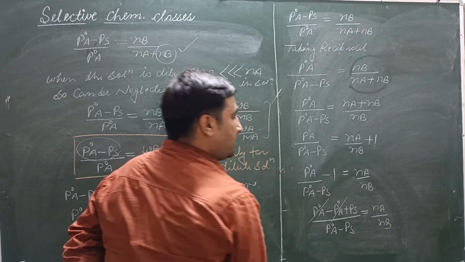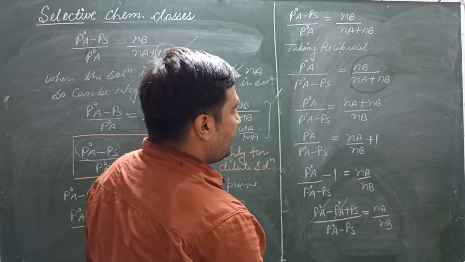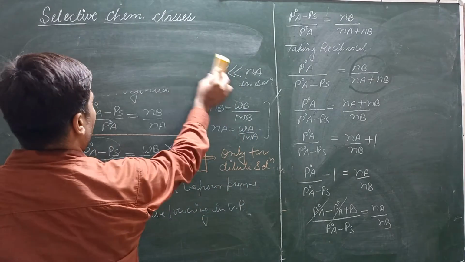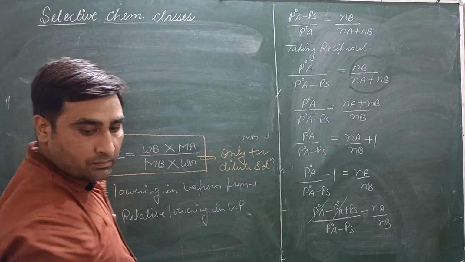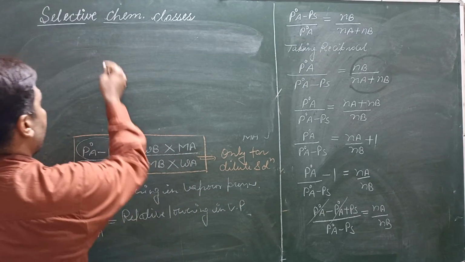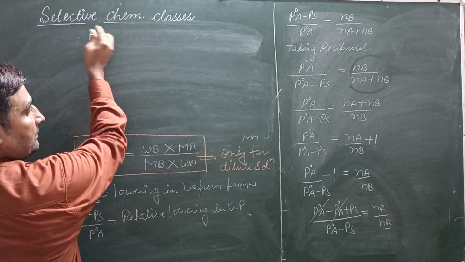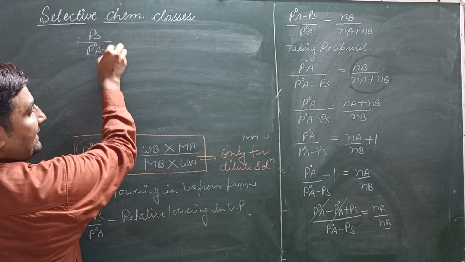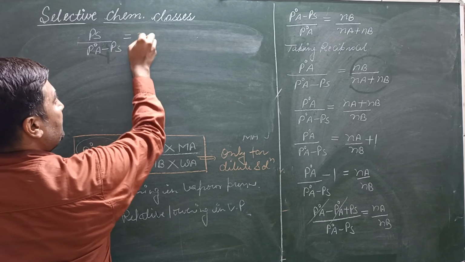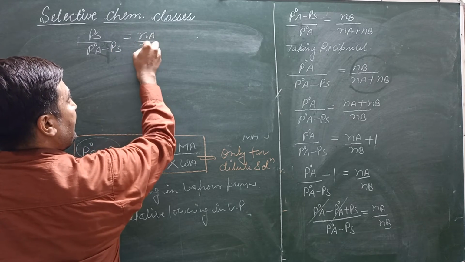We cancel out P naught A, and we got PS divided by (P naught A minus PS) will be equal to NA by NB.